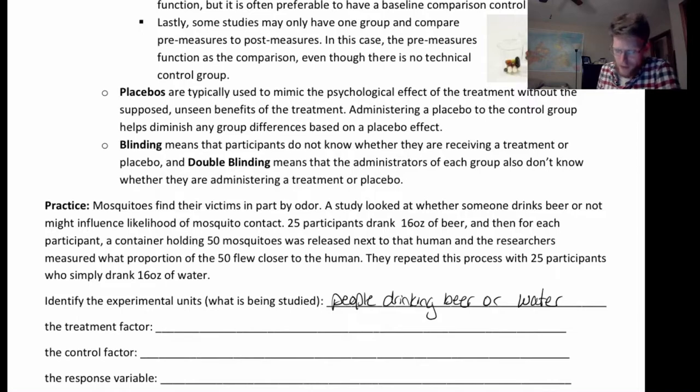The treatment factor here is going to be drinking beer. That is the intervention that has been assigned that we're curious about. In particular, the motivation for this is the effect of alcohol. Actually, sorry, the study says odor, but it doesn't specify the odor of alcohol. In this case, they're just studying the effect of the odor of beer. So the treatment factor is just drinking beer. And we also have a control factor here, and that is drinking water.